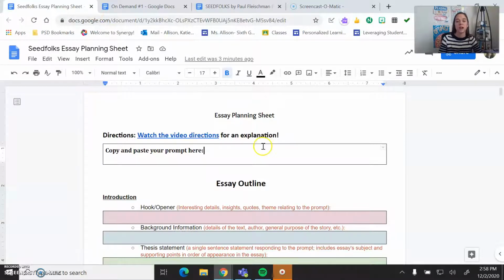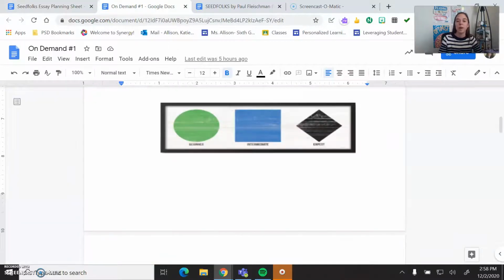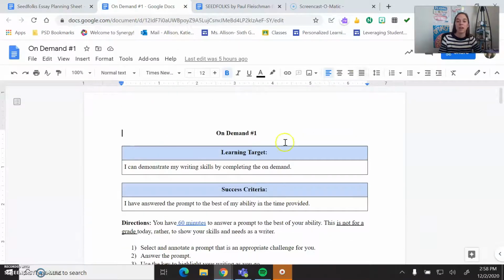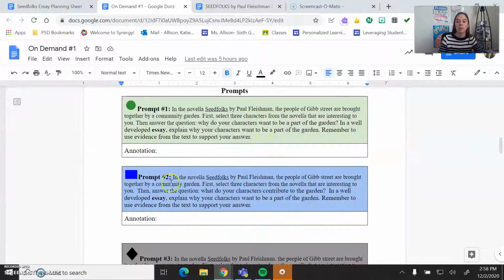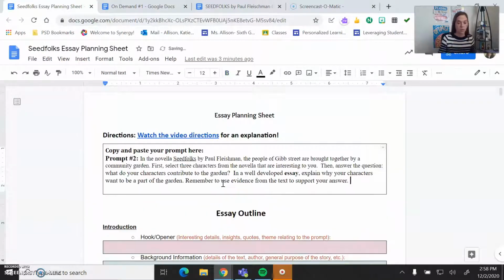The first thing is it's saying copy and paste your prompt here. So I'm going to go back to my on demand. It's important that you have that open. And I'm going to find the prompt that I wrote about. So here I did prompt number 2. You're welcome to include your annotations as well, the steps that you wrote for yourself.